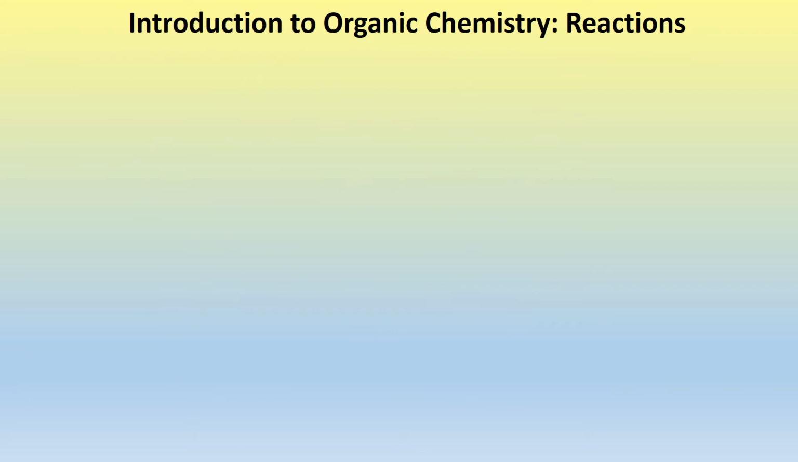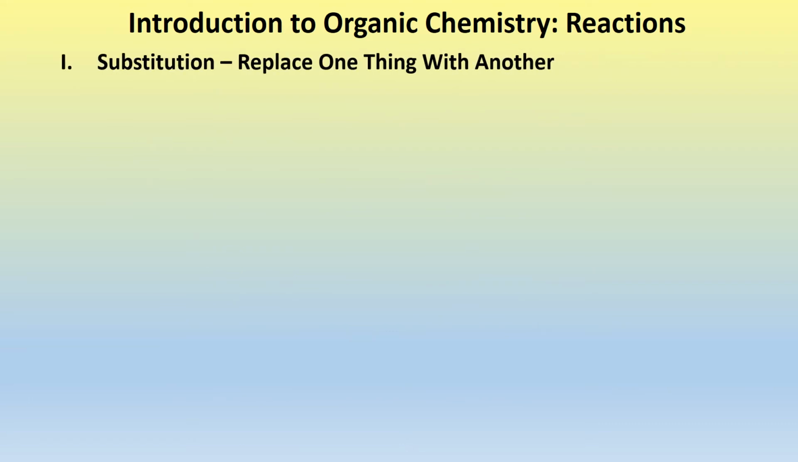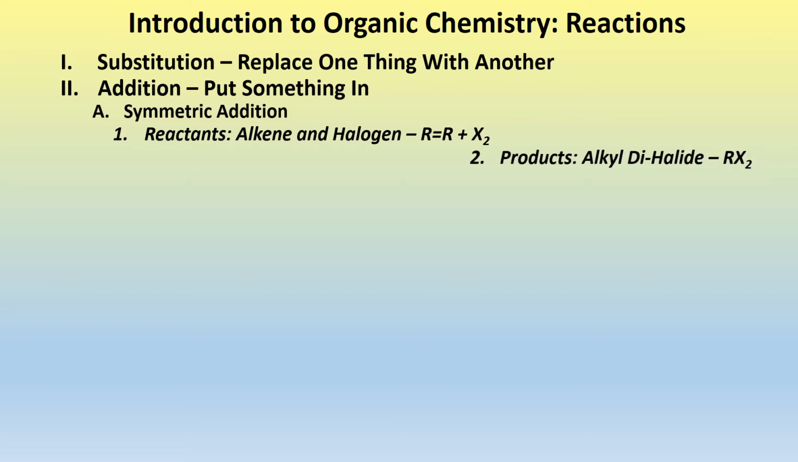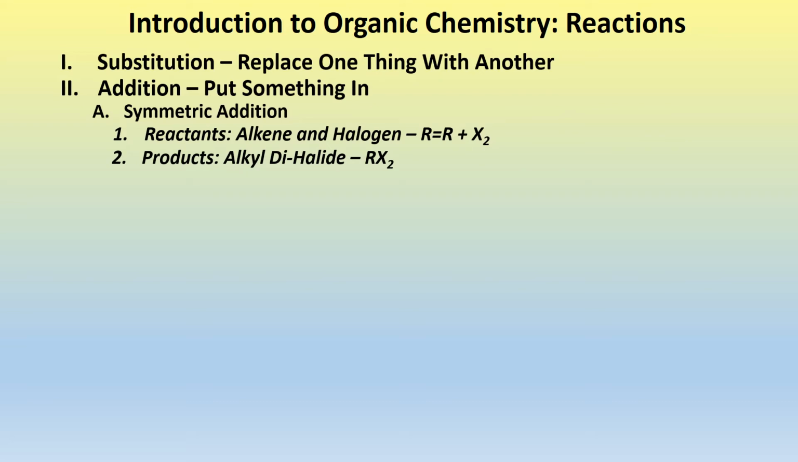So we have seen substitution reactions, which occur with alcohols and alkanes. We replace one thing with another. Another type of reaction is an addition, where, as the name suggests, you simply put something into a molecule. You can have two types of additions. The first type is called a symmetric addition, where your reactants, in this case, are an alkene, a double-bonded carbon, and a halogen, R=R and X2. The product is an alkyl dihalide, RX2.